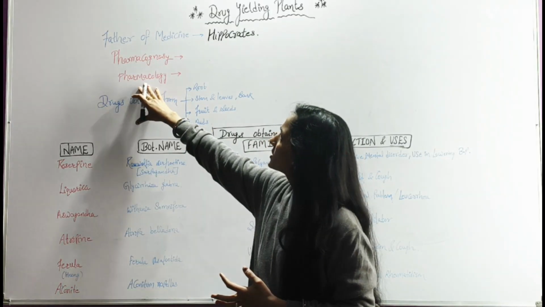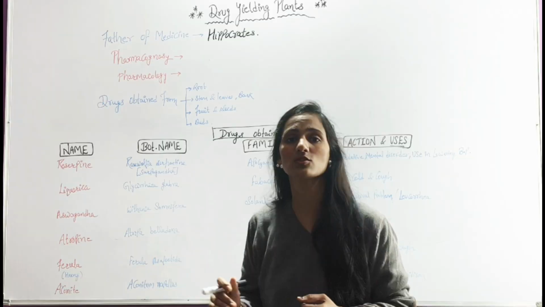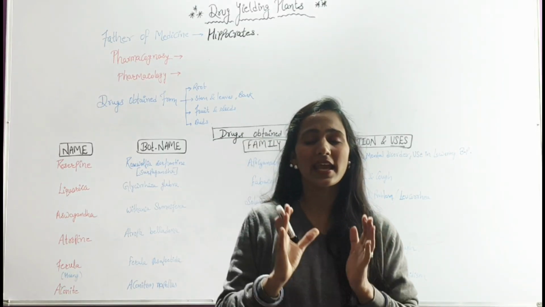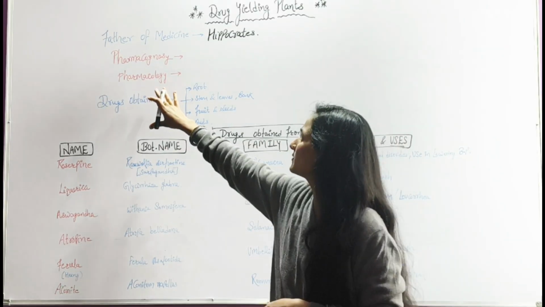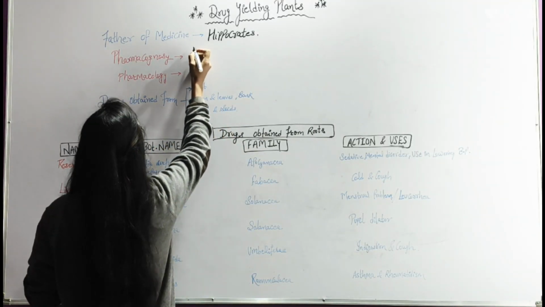And then another term which is known as pharmacology. So how could you define it? What is pharmacology? You can define it like this: the action of drugs is known as pharmacology. So I'm writing it over here.